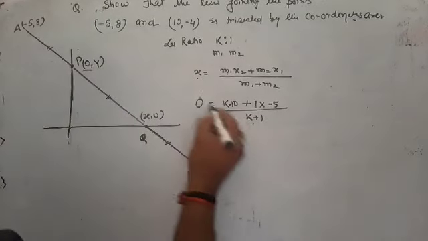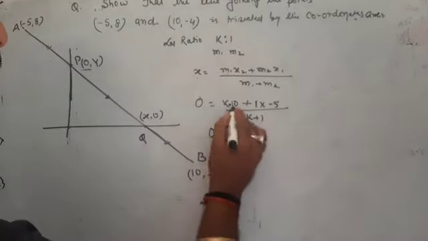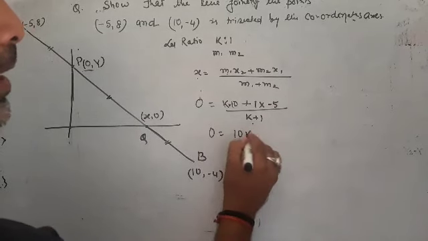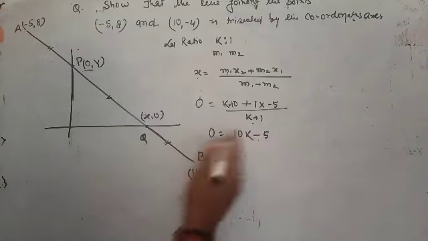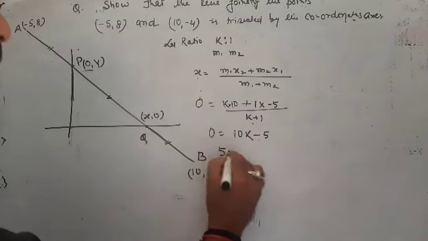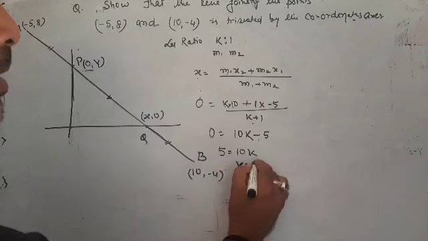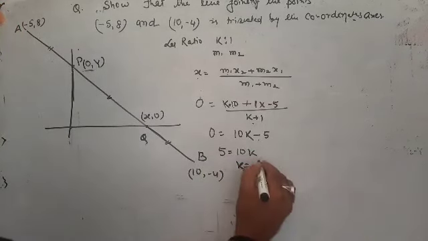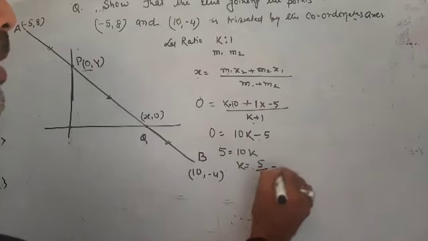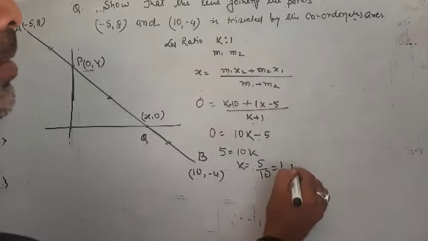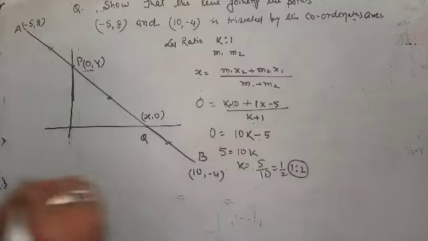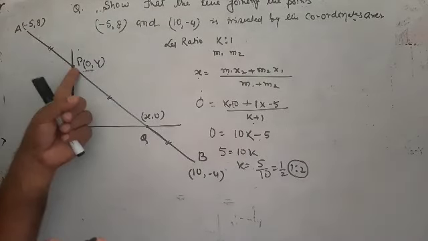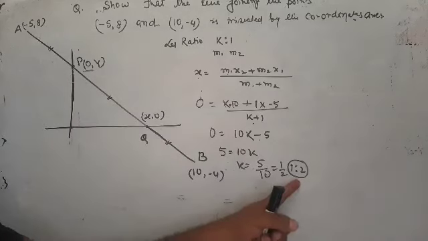So k plus 1 into 0, that is 0. So 10k plus minus 5 is equal to 0. So minus 5 goes this way, so plus 5 is equal to 10k. Then k is equal to 1 by 2. You write 5 by 10, then 1 by 2. That is 1:2. First one is clear? Yes, P is the point because the ratio is 1:2.